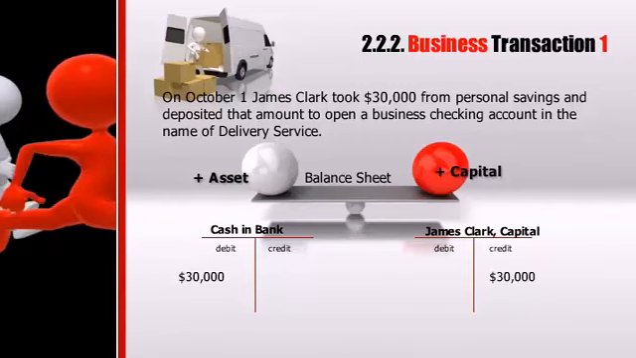James Clark took $30,000 from personal savings and deposited that amount to open a business checking account in the name of Delivery Service. The accounts Cash in Bank and James Clark Capital are affected. Cash in Bank is an asset account. James Clark Capital is an owner's capital account. Cash in Bank is increased by $30,000. James Clark Capital is increased by $30,000. Increases in asset accounts are recorded as debits. Debit Cash in Bank for $30,000. Increases in the owner's capital account are recorded as credits. Credit James Clark Capital for $30,000.